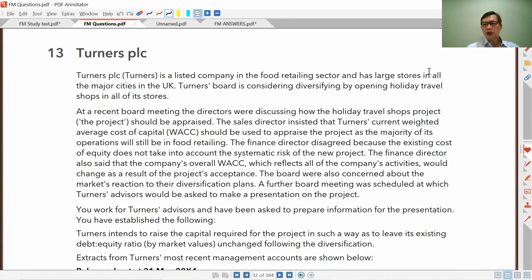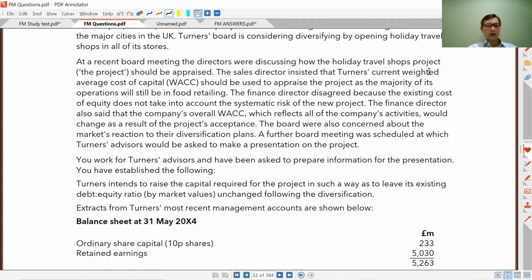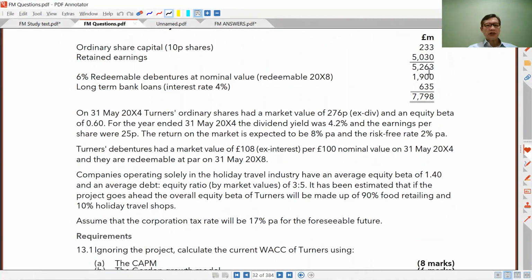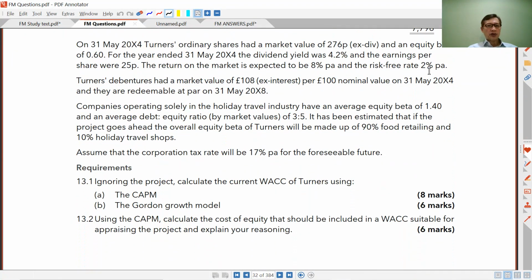So let's go through these questions here. All it's about here is the calculation of the cost of capital. You may take 1 or 2 minutes, or you may just pause it for 1 or 2 minutes and have a look at the questions. And the best thing is always to look at the requirement first. We will just go through 13.1 and 13.2.